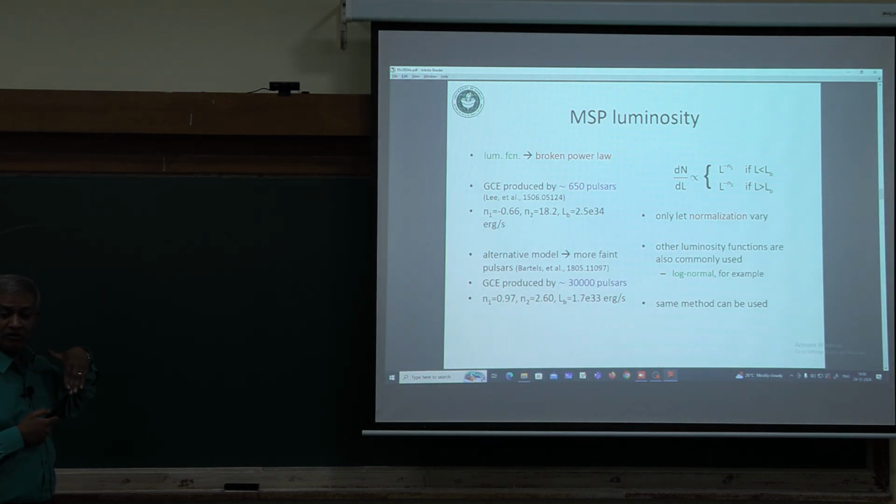Now, an alternative model we could use was one which Bartels and company showed, and that's one where you have many more faint pulsars. So in this case, you have a much less steep fall off above the breakpoint, and now you need 30,000 millisecond pulsars to produce this.